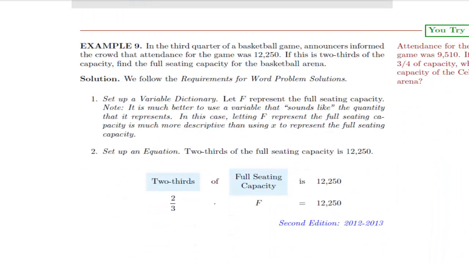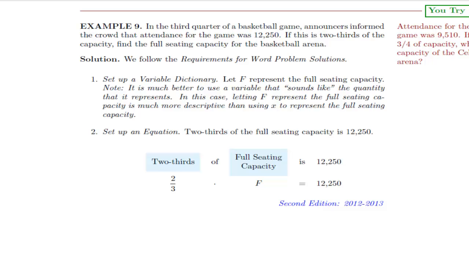Example 9. In the third quarter of a basketball game, announcers informed the crowd that attendance for the game was 12,250. If this is 2/3 of the capacity, find the full seating capacity for the basketball arena. Solution. We follow the requirements for word problem solutions. 1. Set up a variable dictionary. Let F represent the full seating capacity. Note it is much better to use a variable that sounds like the quantity that it represents. In this case, letting F represent the full seating capacity is much more descriptive than using x to represent the full seating capacity.